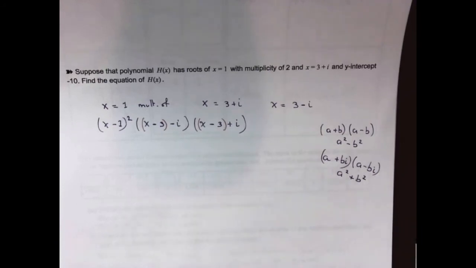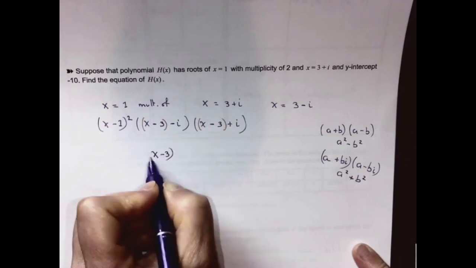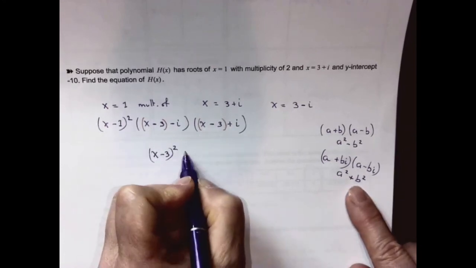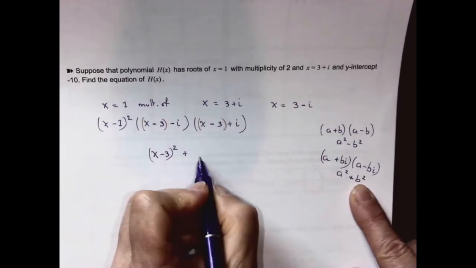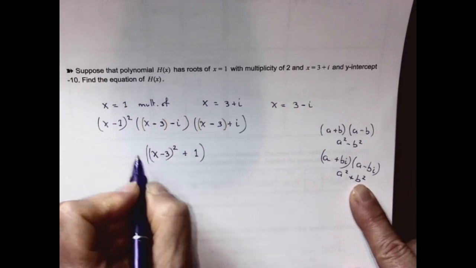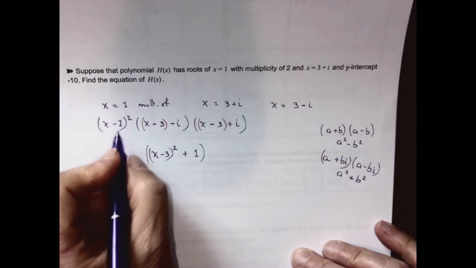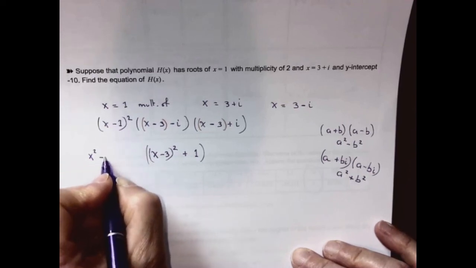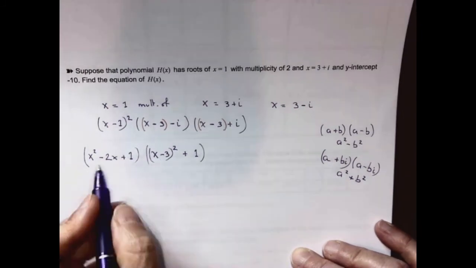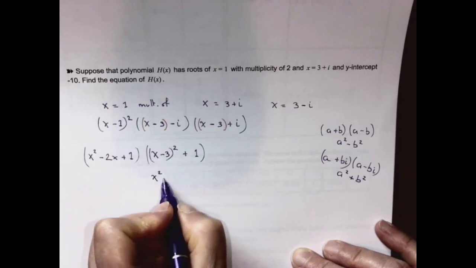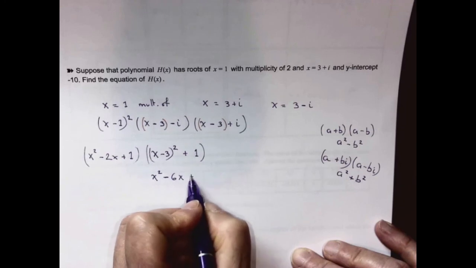So knowing that, I'm going to go quick here. I want that squared, so x minus 3 squared, and then plus whatever is in front of the i squared, and in front of i it's just a 1, so 1 squared is just a 1. And then multiply by that. I'm going to go ahead and expand that. So x plus 1 squared is x squared plus 2x plus 1. And now I need to expand this one, so that will be x squared minus 6x plus 9, and then plus 1, that will be plus 10.